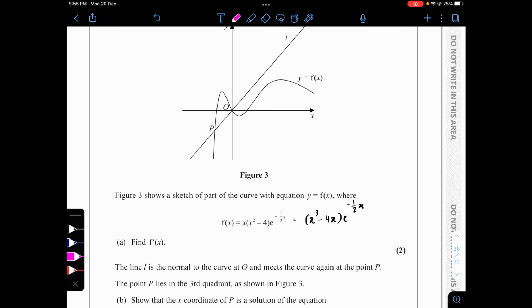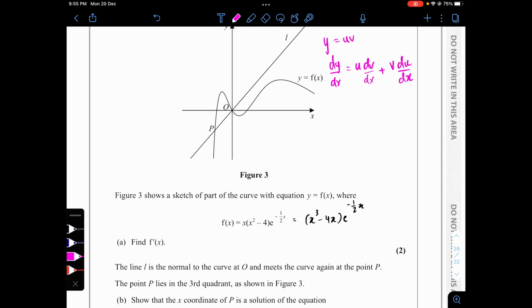And then we can use the product rule, right? So to remember the product rule, it's this. That is dy over dx is usually just u dv over dx, plus v du over dx. That's it.